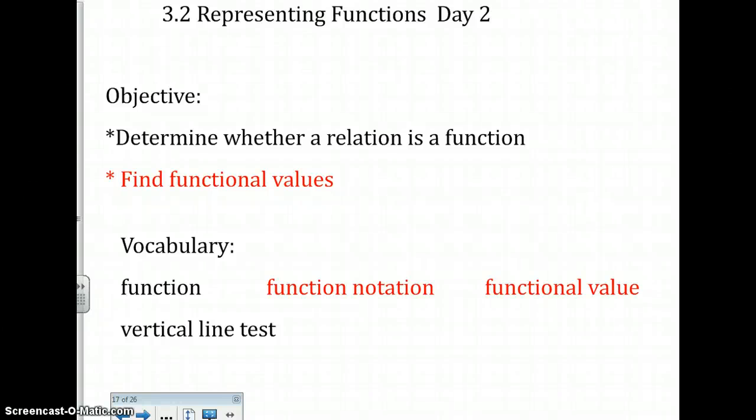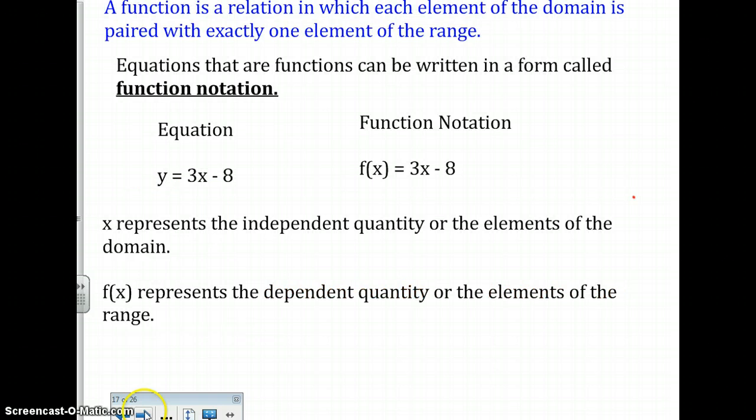So today we're talking about functions. Again, this is our second day. In our previous lesson, we determined whether a relation is a function or not a function. Now we're going to take a look at how to find functional values.